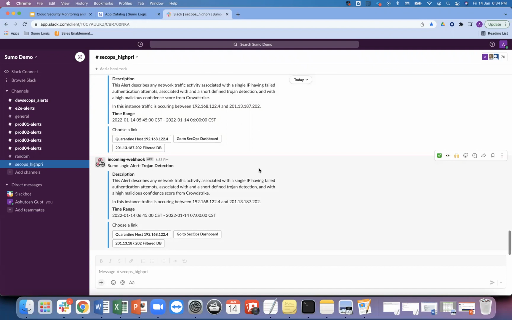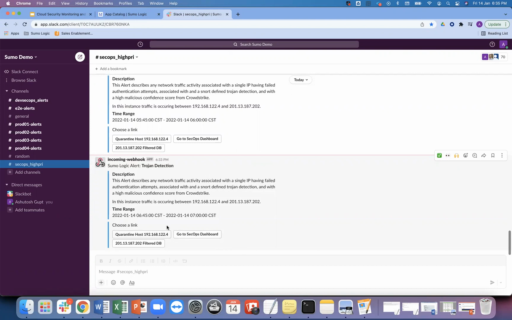this particular event itself is giving you a lot of information. This is a correlated event. You can read it and understand that this is coming from multiple failed login attempts which happened. It's a Trojan which is detected by our CrowdStrike integration, and it also has a high malicious score for this particular event. Now, what he can do is he has a choice, right?